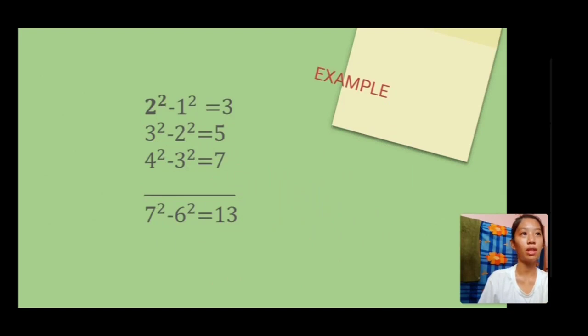So let's give an example. 2 squared minus 1 squared equals 3. 3 squared minus 2 squared equals 5. 4 squared minus 3 squared equals 7. So, last is 7 squared minus 6 squared equals 13. So, there is a missing part that we are going to find.